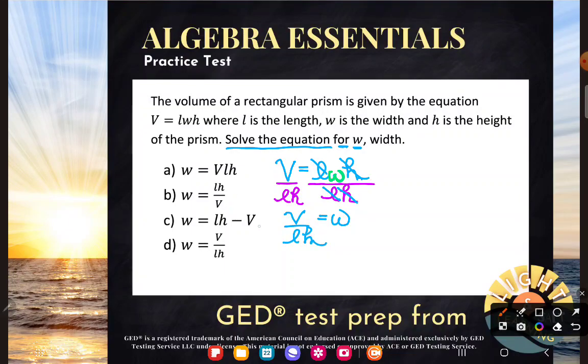So let's see, where's the correct answer? There we go. They wrote it in the opposite order, but we can still see width is equal. Oh, no, that's not it. Oh, that's in the wrong order. Here we go. D. Width is equal to volume divided by length times height. D is the correct answer.